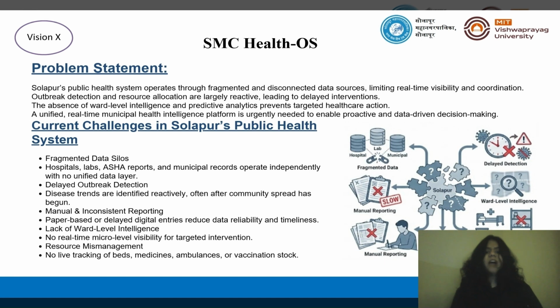As a result, outbreak detection is mostly reactive. Disease trends are often recognized only after community spread has begun, delaying response measures and increasing risks. Another issue is manual and inconsistent reporting. Many entries are paper based or uploaded late, which affects both accuracy and timeliness of health data.